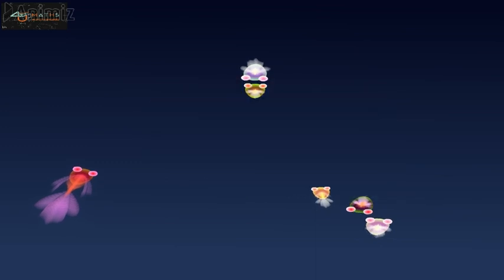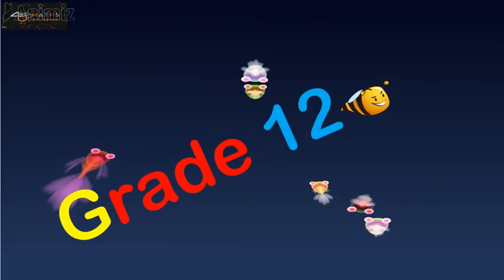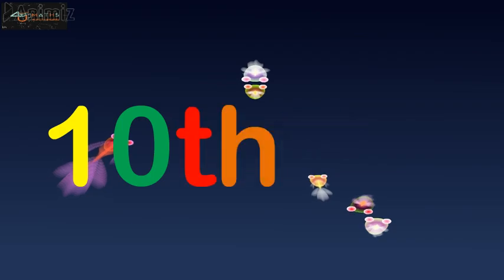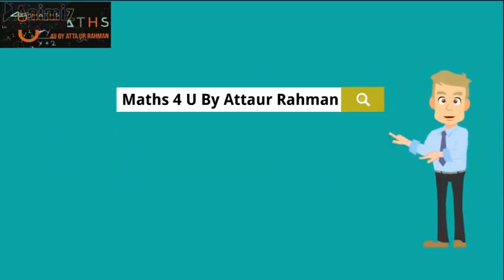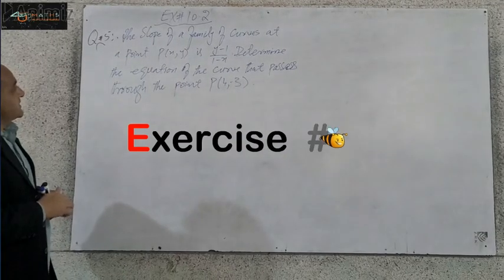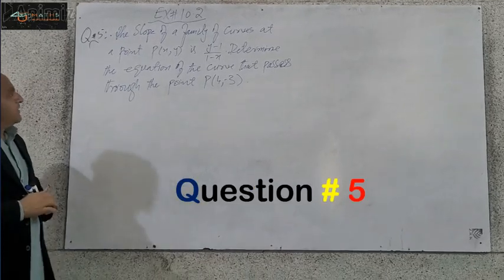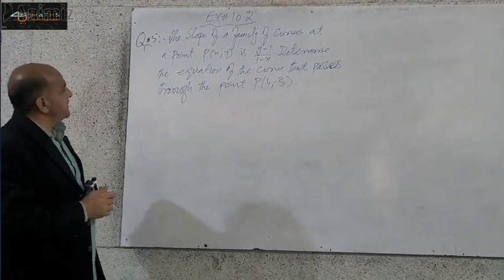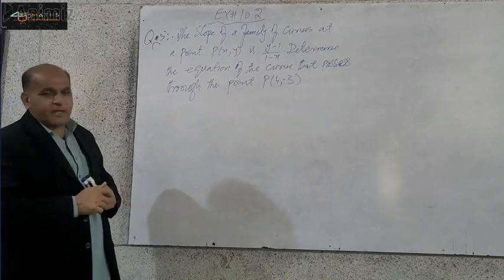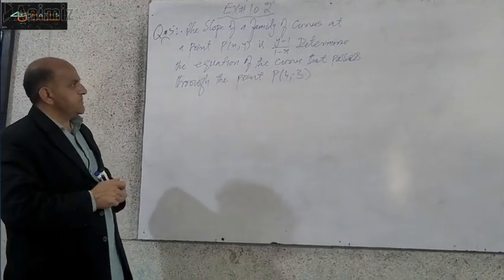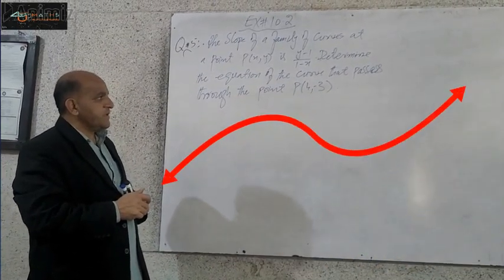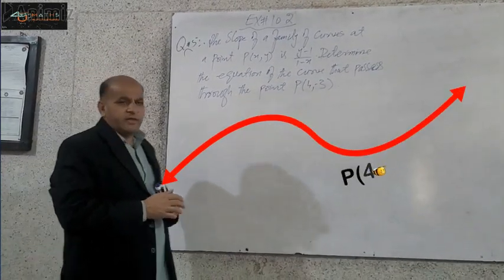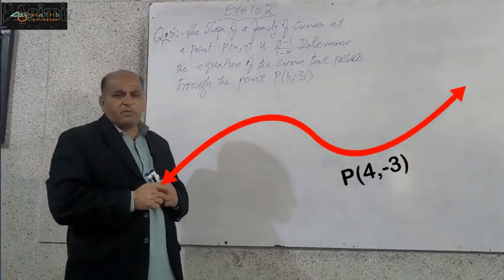In this lecture, we are taking up grade 12 Mathematics, Unit 10. Exercise 10.2, question number 5. The slope of the family of curves at the point P(x, y) is (y minus 1) divided by (1 minus x). We have to determine the equation of the curve, that is a particular curve that passes through the point P(4, minus 3).